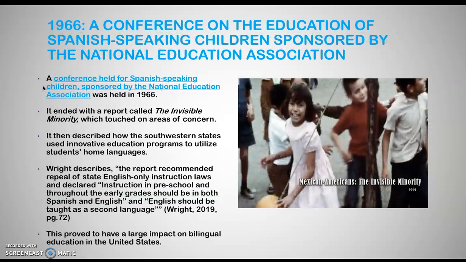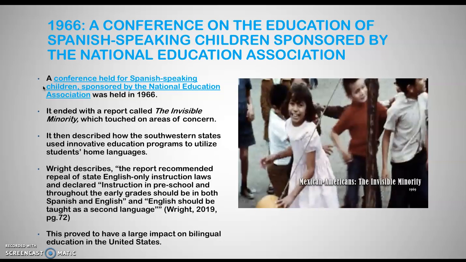Now we'll move on to the year 1966. A conference on the education of Spanish-speaking children sponsored by the National Education Association took place. It ended with a report called The Invisible Minority, which touched on areas of concern. It then described how the southwestern states use innovative education programs to utilize students' home languages.